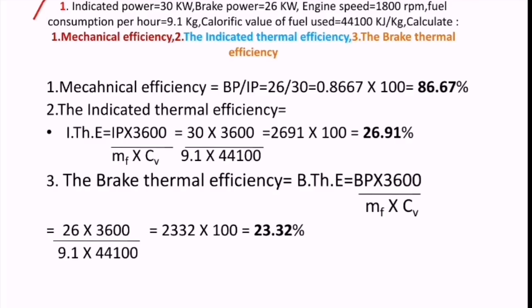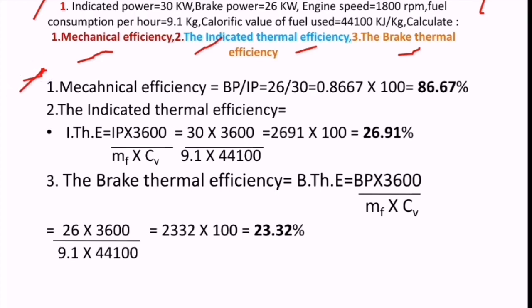Let's look at the problem. First one: indicated power equals 30 kilowatt, brake power equals 26 kilowatt, engine speed is 1800 rpm, fuel consumption per hour is 9.1 kg, calorific value of fuel used is 44,100 kilojoules per kg. Calculate mechanical efficiency, indicated thermal efficiency, and brake thermal efficiency. This is very important. If you understand this problem, you can solve any kind of problem on mechanical efficiency. Let's see the solution.